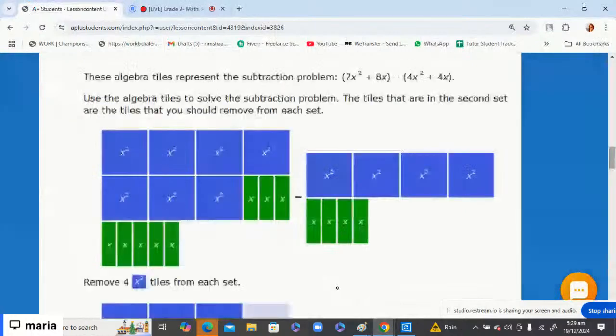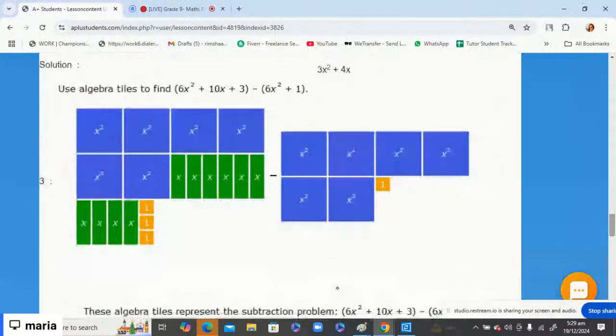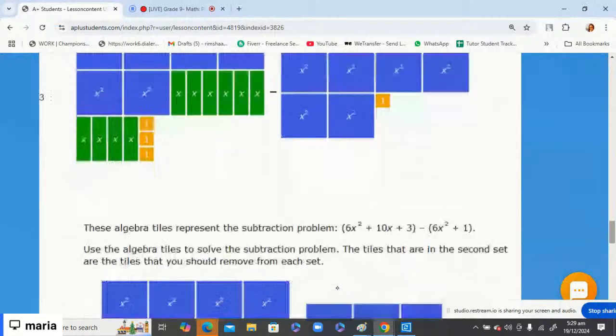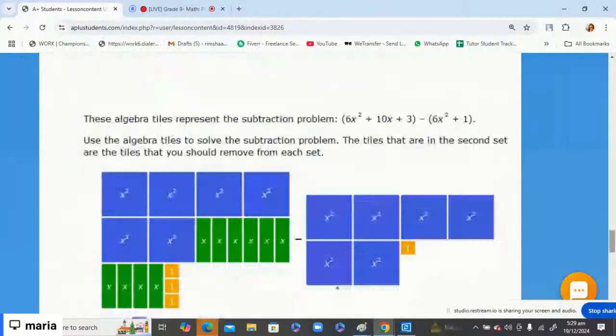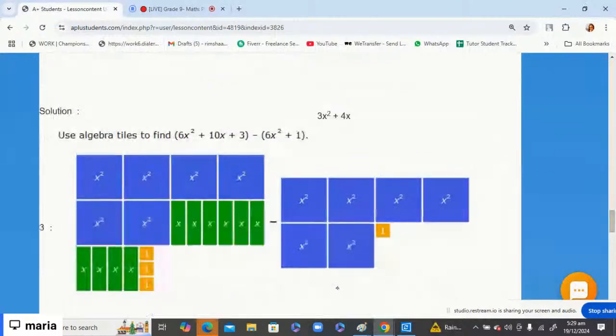Okay. Now look at here, for example. They are saying that using this by algebra tiles. So in the first one, they are saying that 1, 2, 3, 4, 5, 6, 6x square plus 10x. So here the x terms are 10 in it. 1, 2, 3, 4, 5, 6, 7, 8, 9, 10. You count it, and the 1s are 3. Now subtraction: 6x square plus 1. Okay, this is the way in the second one.